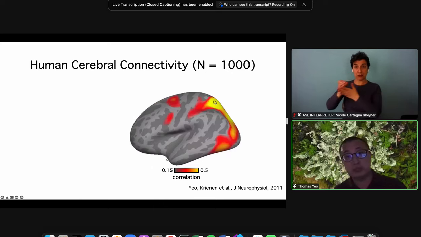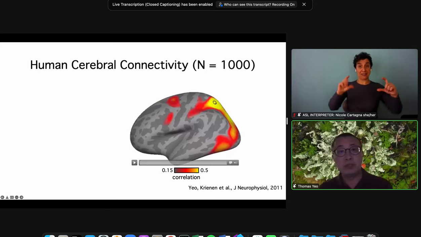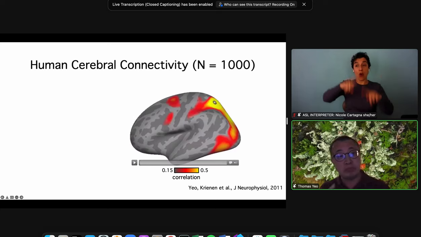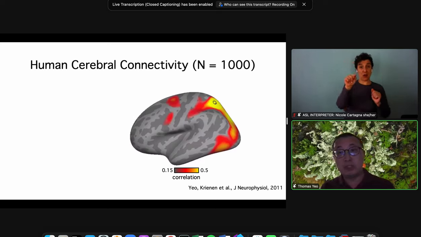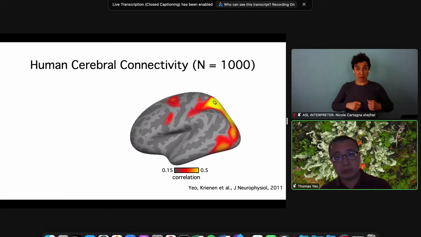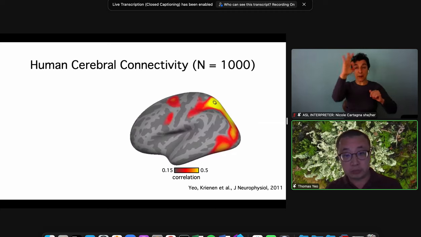I've previously shown you this map before, and just to recall, the yellow and red regions are brain regions whose fMRI signal correlate with the black circle. So this map was obtained by averaging across 1,000 subjects. And when I start this video, you see that the black circle is going to move around and we can see how the functional connectivity pattern changes.